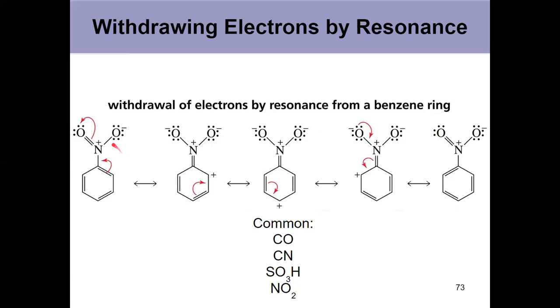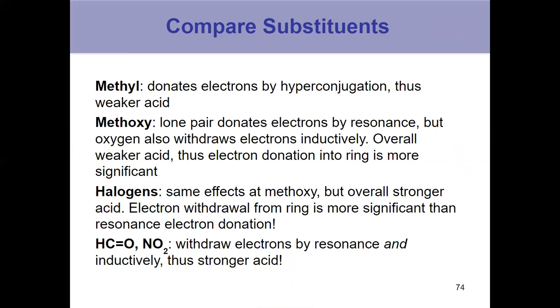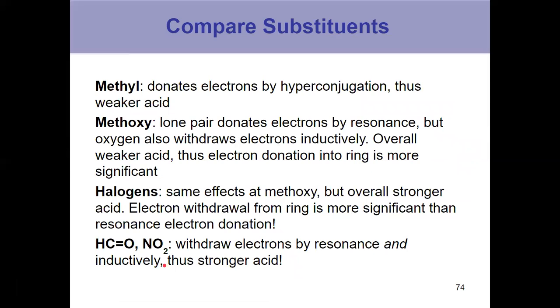And nitrogen's more electronegative, so it's withdrawing inductively. So look for that. Know these four substituents because they withdraw by resonance and they withdraw inductively. So those are the easy ones to identify. That's what's shown down at the bottom here. Those are the strongest acids. Other things here, we're comparing relative to an unsubstituted phenol.